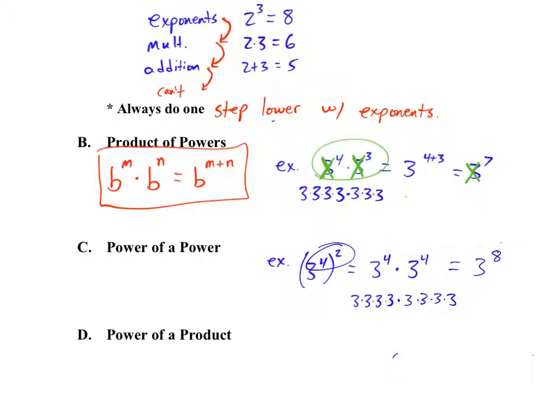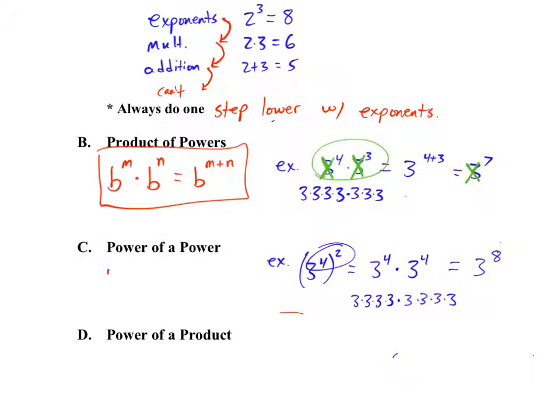Multiply them, yep. And that goes up to what I was trying to show above. We have an exponent to an exponent, so it's kind of like we're at this step. Always do one step lower with the exponents. So when they're doing an exponent with an exponent, we're going to multiply the exponents.